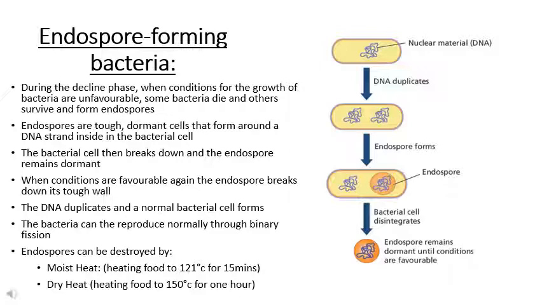For moist heat, you need to heat the food to 121 degrees for 15 minutes, so that's boiling or steaming, and then dry heat, which is like roasting or baking in the oven, it needs 150 degrees for 1 hour. Ideally, these endospore forming bacteria are not to be present in food because they are so difficult to destroy.